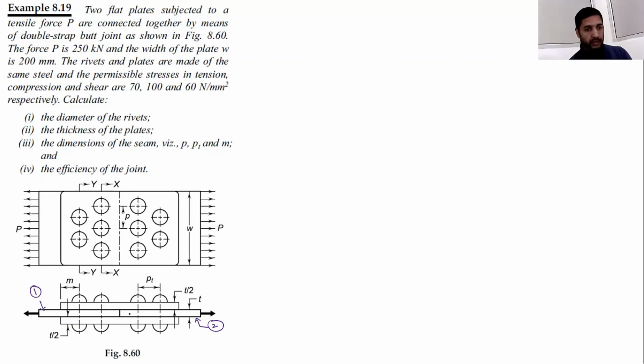Okay, so these two plates are connected together and the force P is 250 kilonewton. So let me write given conditions. P is given to us 250 kilonewton, which will be equal to 250,000 Newton. Okay, and after that, the width of the plate W is 200 mm. Here, width is given to us 200 mm. Okay, and the rivet and the plates are made of same steel, and the permissible stresses in tension, compression, and shear. Once again, the permissible stresses are given to us.